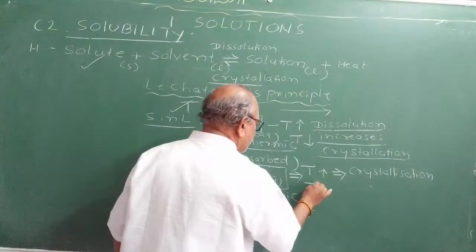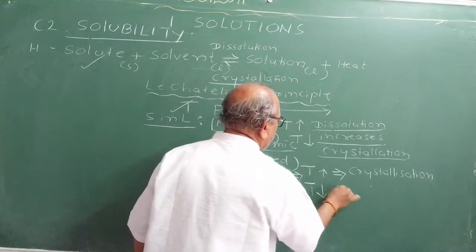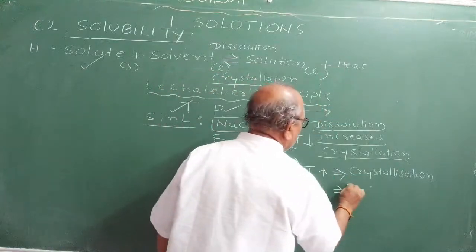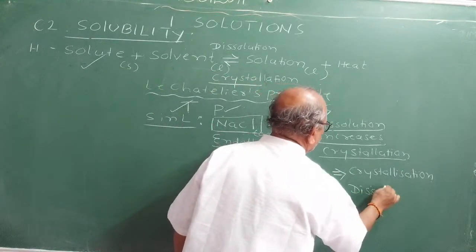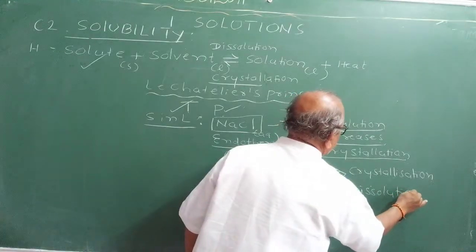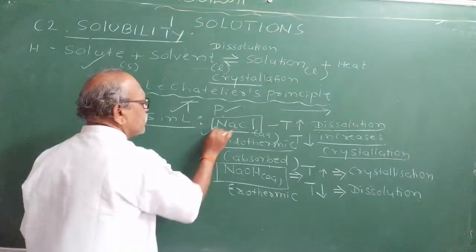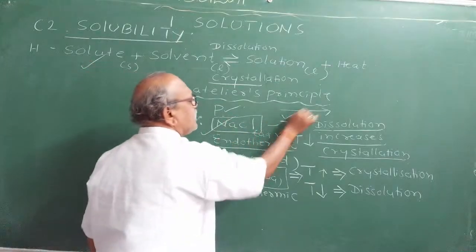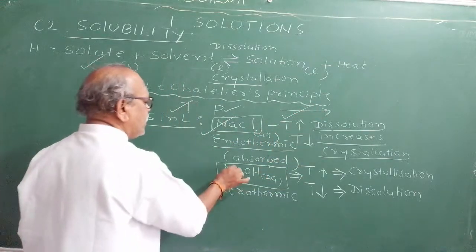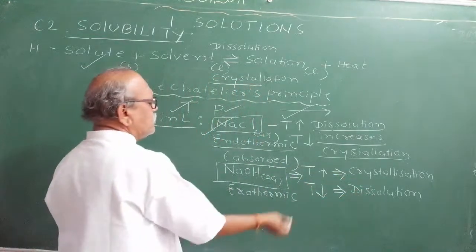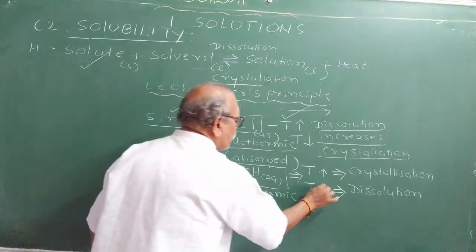If the temperature is decreased, in order to increase the temperature, an exothermic reaction takes place. Therefore, the dissolution will be affected. The summary is, the factor that favors the dissolution, if the reaction is endothermic, is an increase in temperature. Suppose we want to increase the dissolution, then the temperature must be decreased.